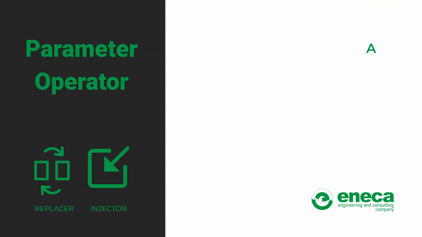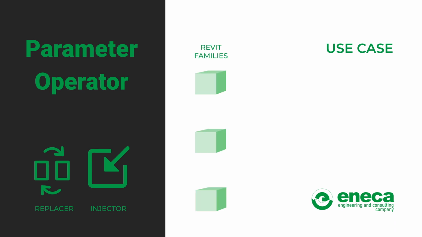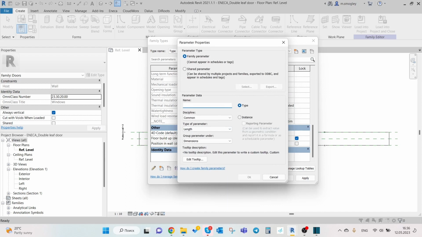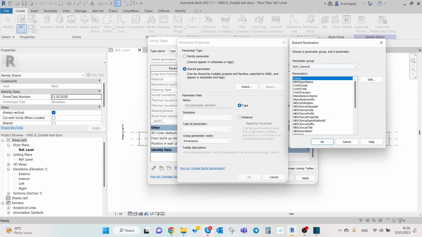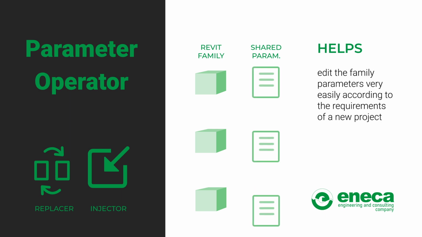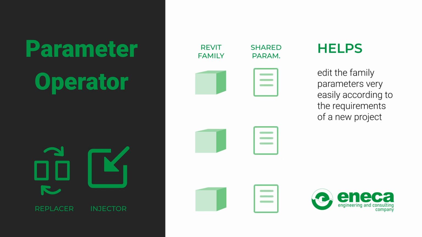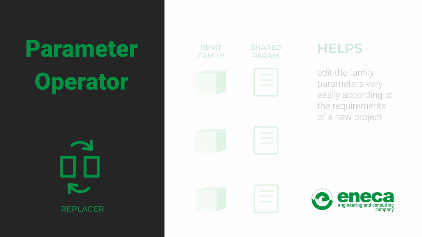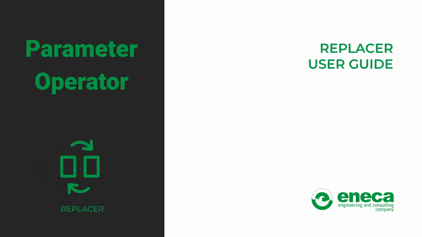One of the possible use cases where the plugin might be very useful is when you have families that you want to use in a new Revit project, where the client has a new file of parameters. It would be very tedious and time-consuming to open each family and replace the existing parameters with the new parameters. The Parameter Operator plugin for Revit helps edit the family parameters very easily according to the requirements of a new project. Now let's see how the Replacer plugin works in practice.